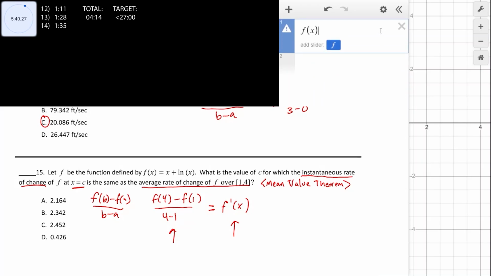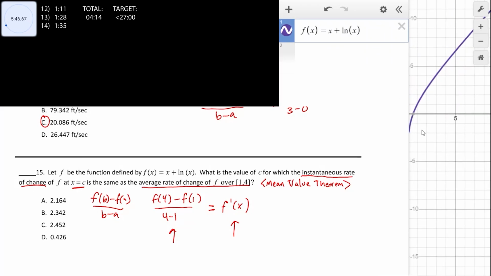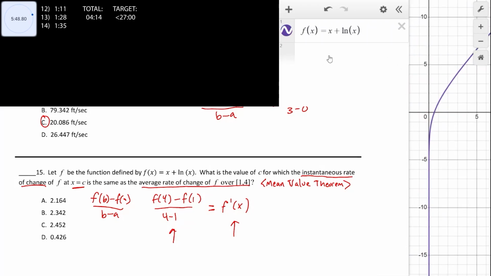f of x is x plus the natural log of x. We don't really need to see the graph of this particular function, but we will need to refer to it. So now we're going to calculate the average rate of change, which is f of 4 minus f of 1 divided by 4 minus 1. We don't even really need to make a note of this. We're just going to refer to this anyway.